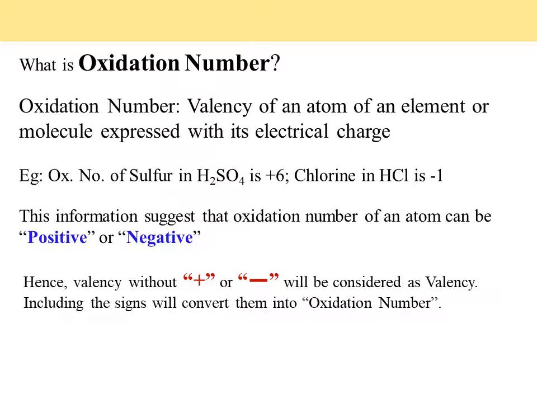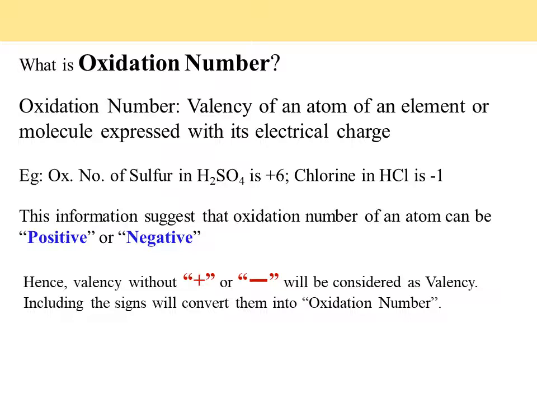Oxidation number of chlorine in HCl is 1. It's not correct. Then it will represent the valency, not the oxidation number. So if you write that, it will be marked incorrect. So the oxidation number of sulfur in H2SO4 is +6. So you have to give this plus as well as this minus, whichever is applicable.